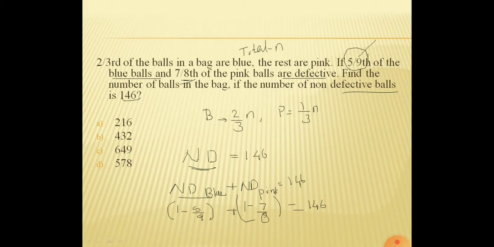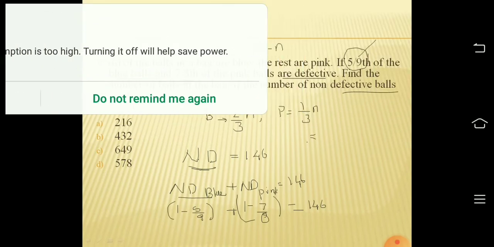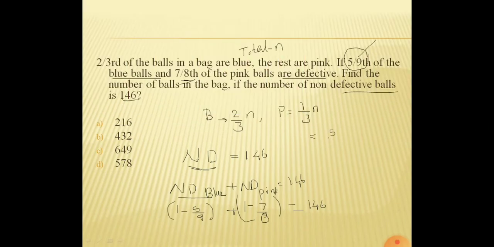1 minus 5/9 is 4/9. So 4/9 of the blue balls are non-defective. So 4/9 of blue means 4/9 of 2/3 n, right? I just wrote it as 5 there.